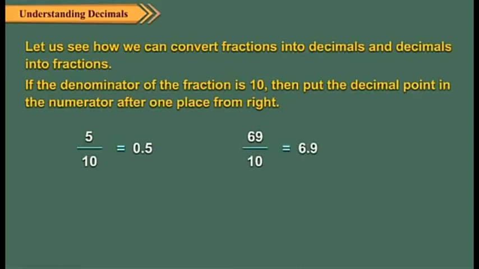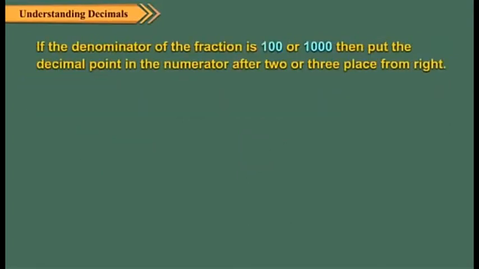We get 6.9. If the denominator of the fraction is 100 or 1000, then put the decimal point in the numerator after 2 or 3 places from the right. For example, in 21 by 100, the denominator is 100. So, after the point we need 2 digits. Thus, we put the decimal point after 2 towards the left. We will get 0.21. In 125 by 1000, the denominator is 1000. So, after the point we need 3 digits. Thus, we put the decimal point after 1 towards the left.